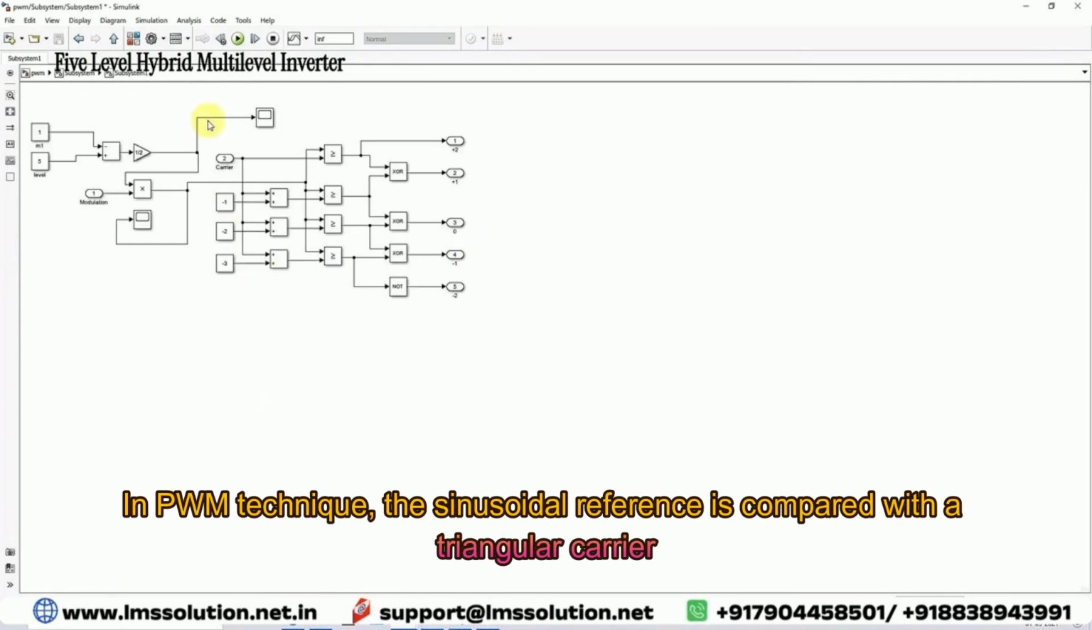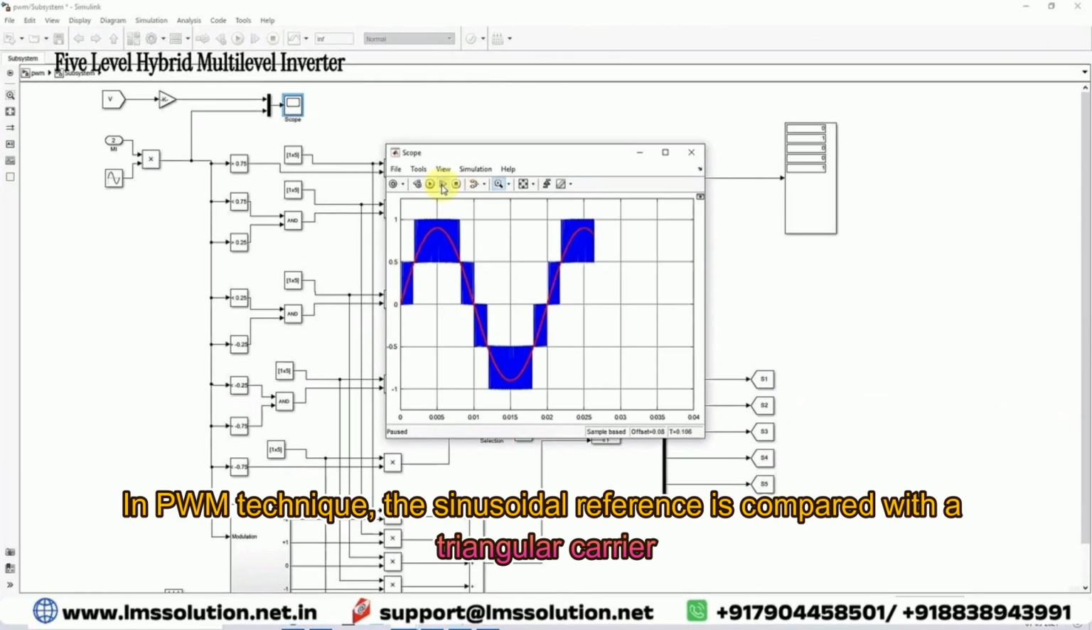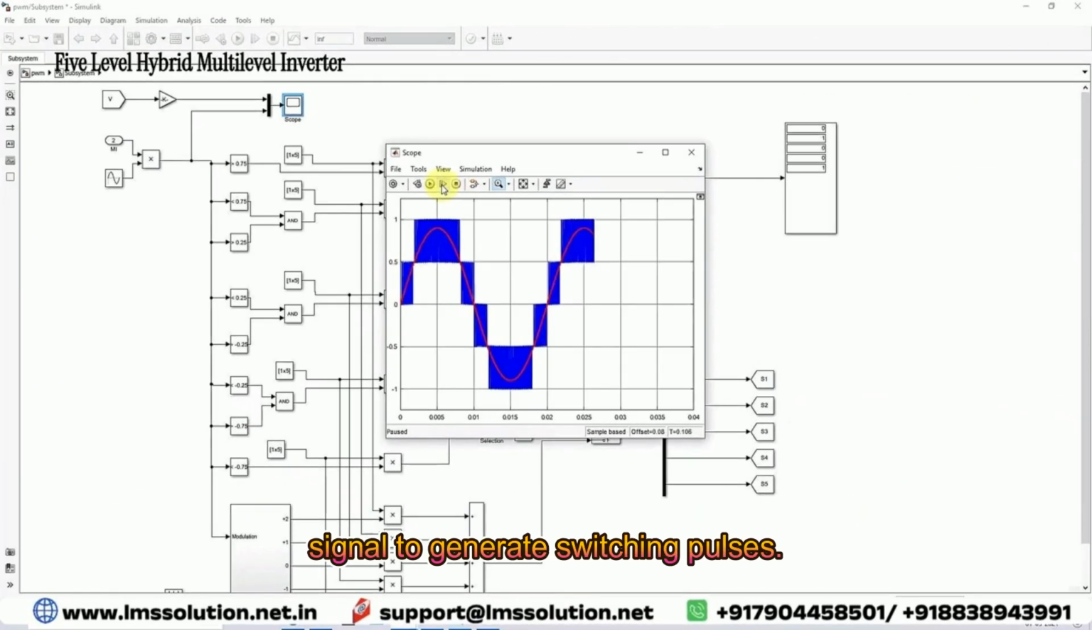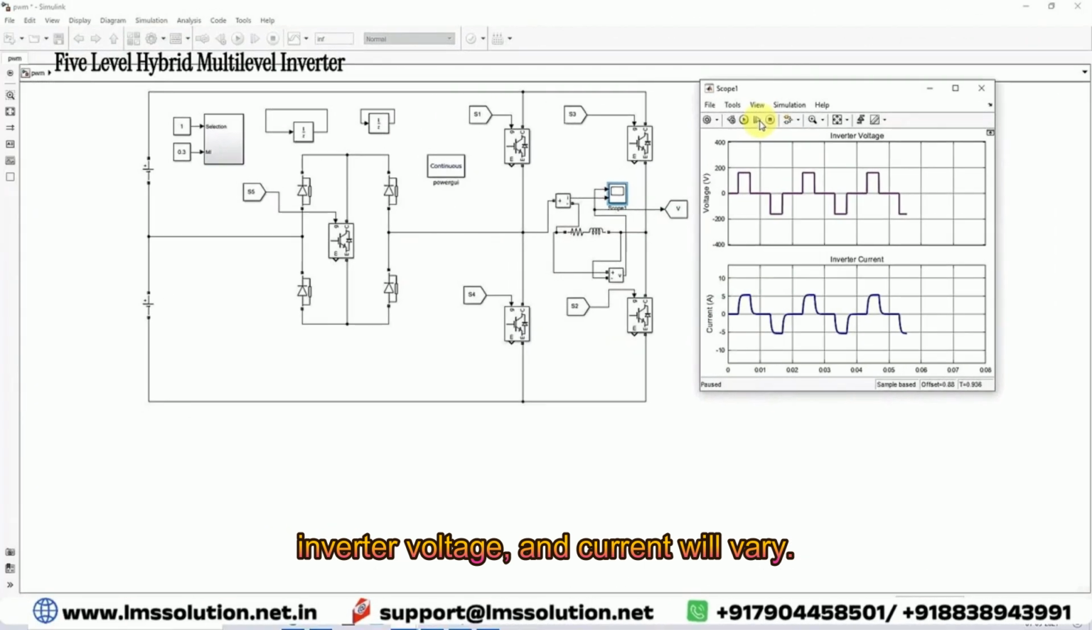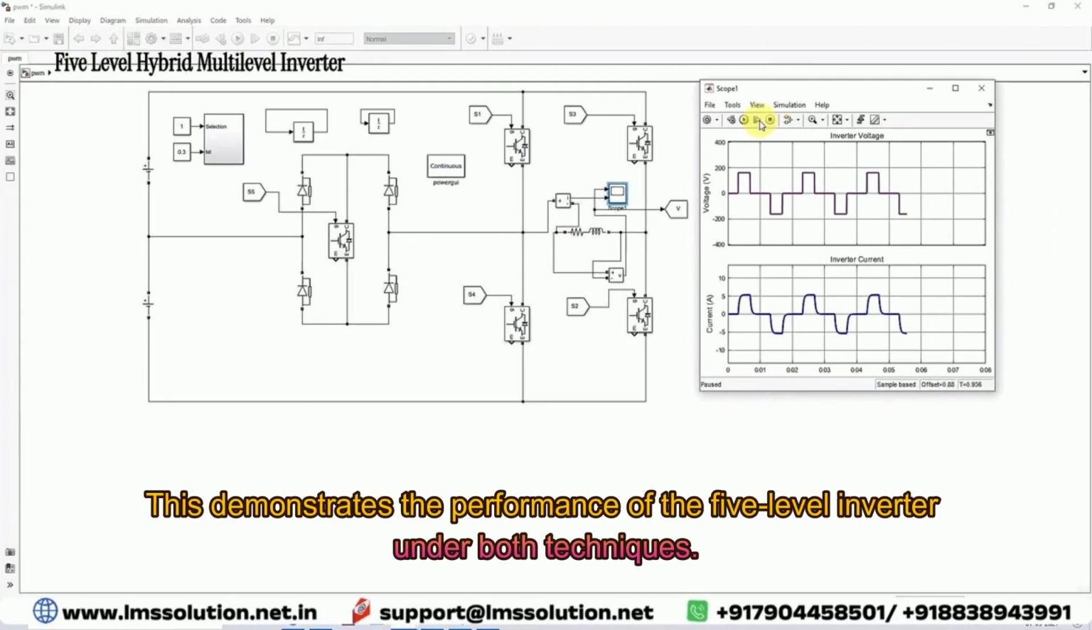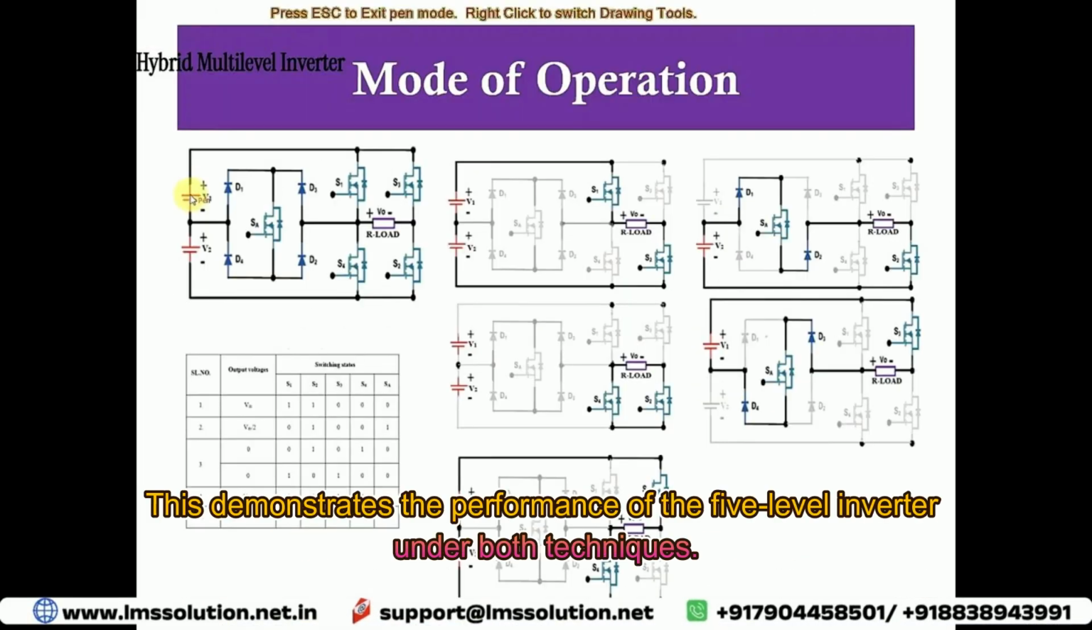In the PWM technique, the sinusoidal reference is compared with a triangular carrier signal to generate switching pulses. By changing the modulation index, the number of output levels, inverter voltage, and current will vary. This demonstrates the performance of the 5-level inverter under both techniques.